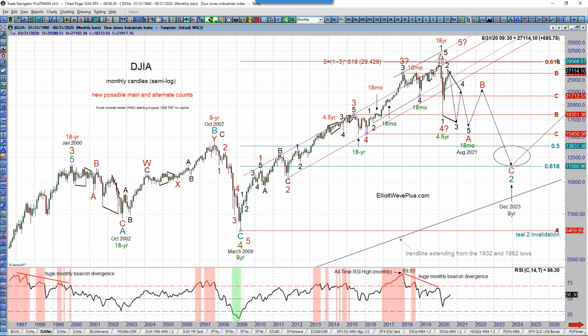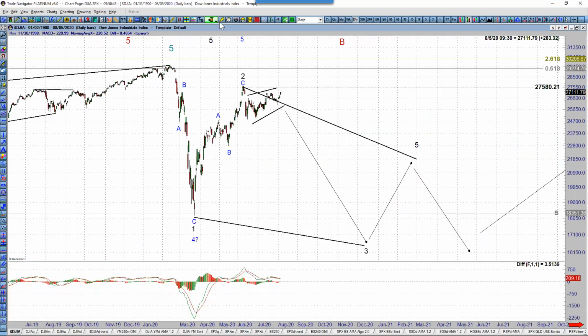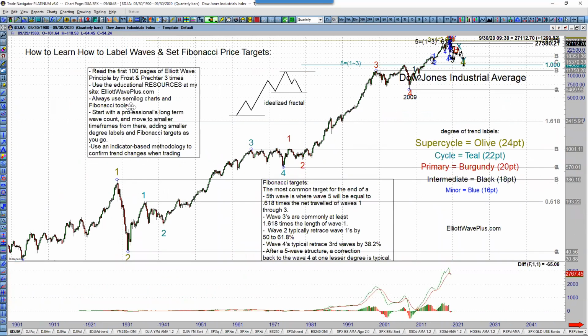Notice that no matter how my count works out on the longer term counts, still looking for that ABC corrective structure, no matter what my count is, from a large degree Fibonacci target way up here. So what I've hopefully done for you today, and I'm going to switch back to the quarterly chart, is I've showed you the resources and materials that you need to start counting waves, and shown you an example of how you move through the thought process of developing a wave count.